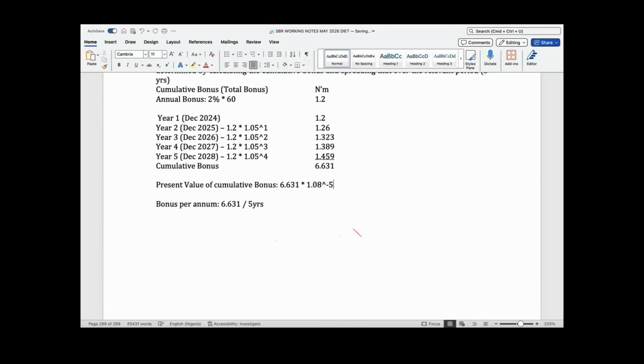So, what do we have? 4.5129. So what is 4.5129 divided by 5 years?